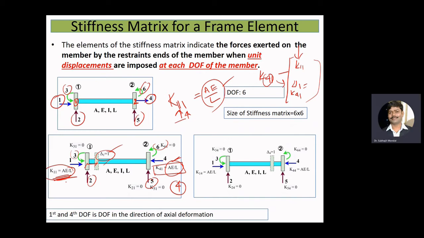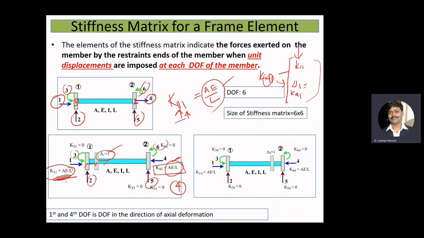Now to obtain the stiffness matrix, what do we do? We have to apply unit displacement in the corresponding degree of freedom, and we have to see what forces are developing in the other degrees of freedom. So here we are providing unit displacement in the 1st degree of freedom, and we see what forces are developing. What do you observe? We observe that to have the unit displacement at the 1st degree of freedom, we need to apply AE by L amount of force at the 1st degree of freedom. Now if we apply AE by L amount of force at the 1st degree of freedom, that corresponds to K11.